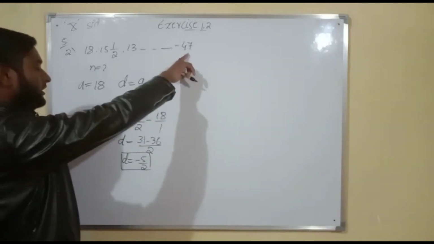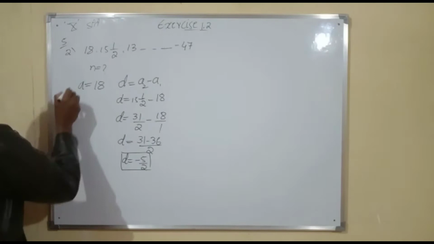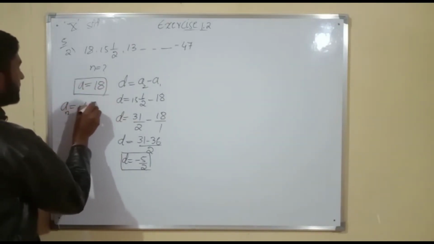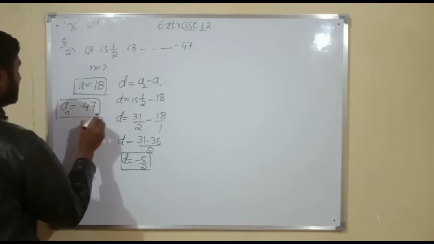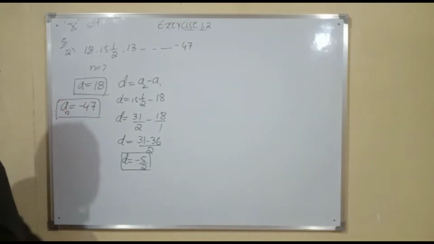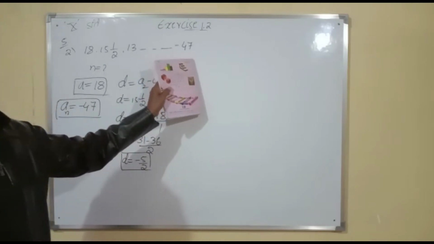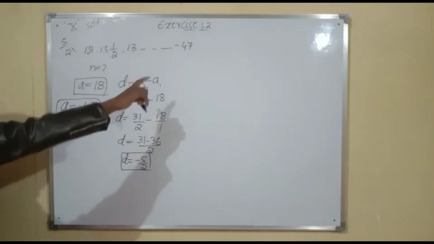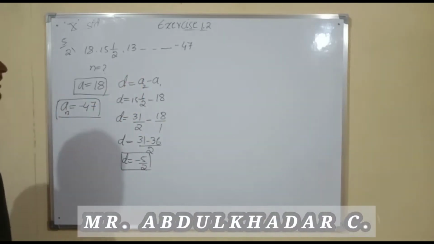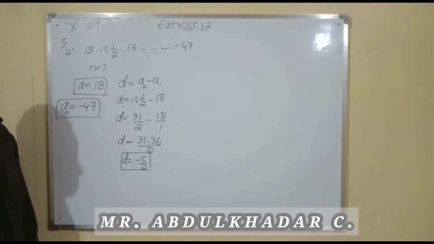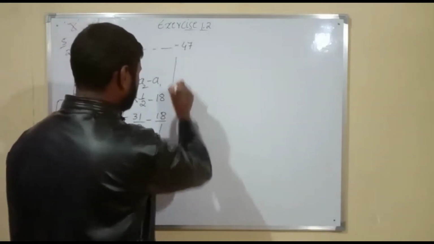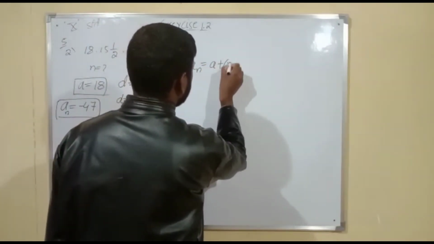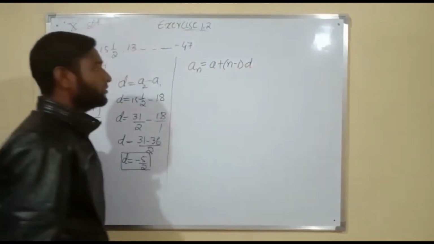And we are given here the AN. What is the AN given here? AN is equal to minus 47. The AN given here is minus 47, the nth term. So AN is the last term, or the nth term. We have to find the n, the number of terms here. Let me write the formula. What is the formula for that? AN is equal to A plus n minus 1 into D, as you know.